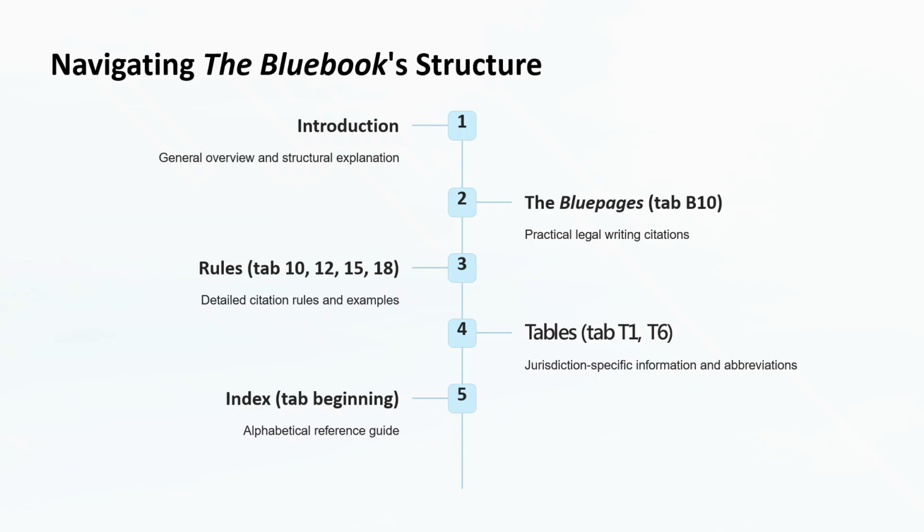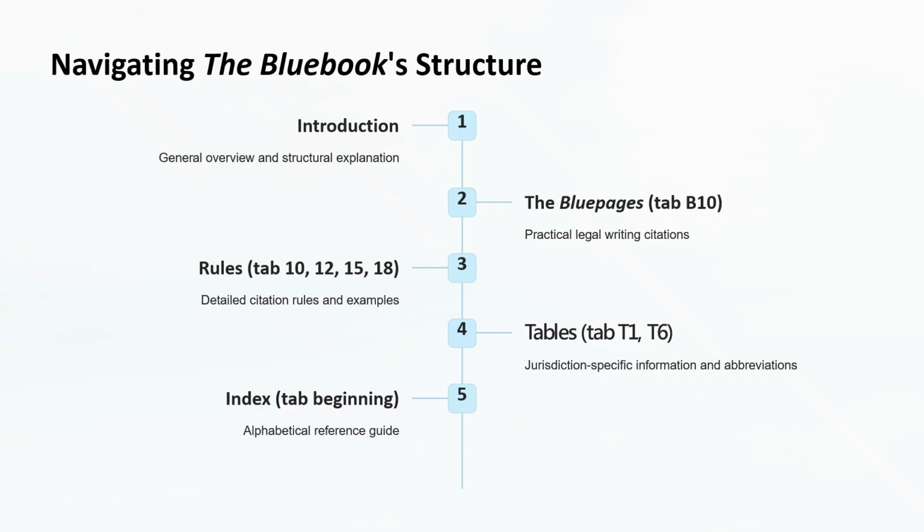The tables that you'll use the most often are T1 and T6. T1 is a jurisdictional table, and T6 is a table of abbreviations. And a lot of what you'll do with citations is abbreviate longer words so that they don't interrupt the writing that the citations are within. So you'll be a frequent flyer with table 6.